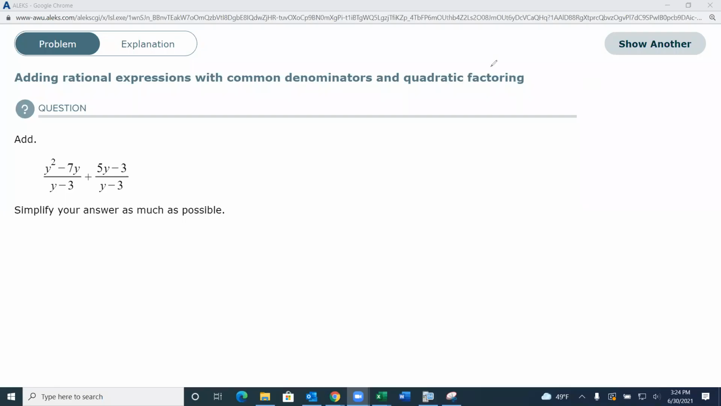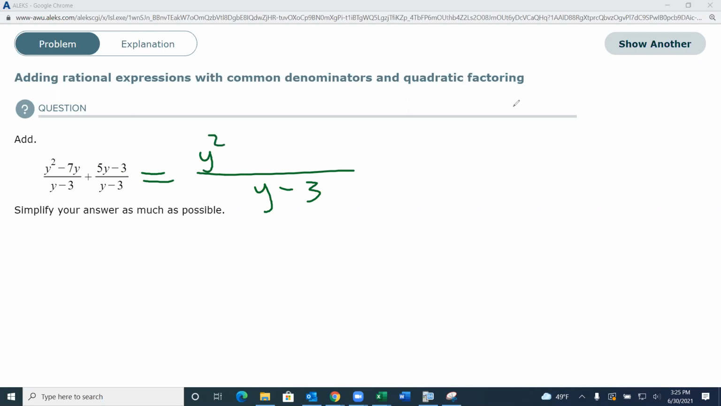Okay, so now we've got another one with common denominators, so that's cool. So we know we've got the y minus 3 on the bottom. And now this time we've got addition in between, so it's not as tricky. So we've got a y squared, and none of these other three terms in there are a like term with the y squared. So the y squared doesn't combine with anything.